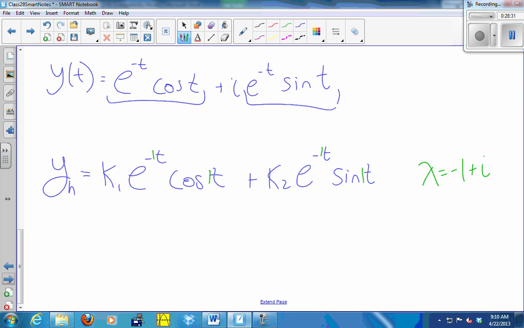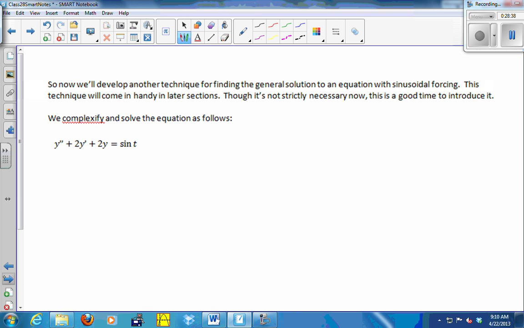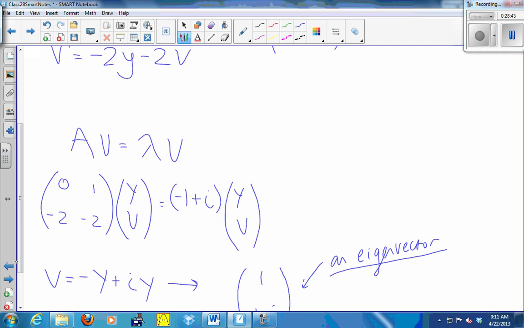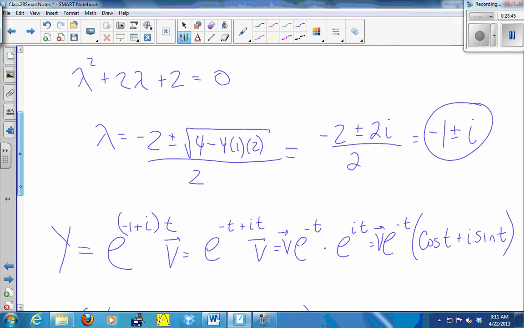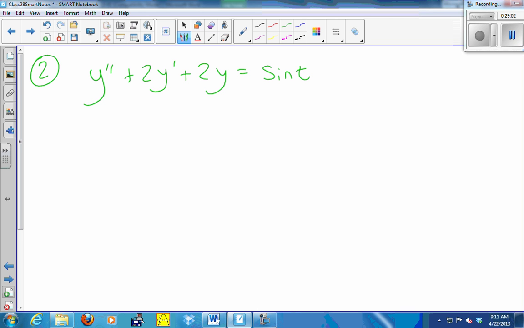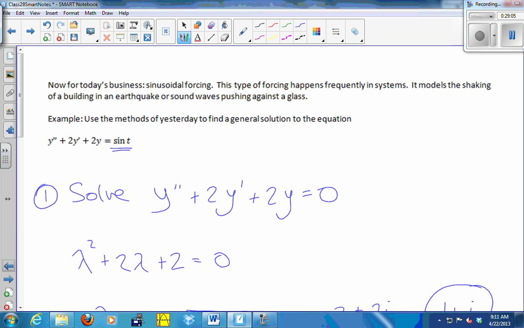All right, so that's step 1: we got the general solution to the unforced equation. Step 2: now we have to find a particular solution to the forced equation. I think that's the original equation.